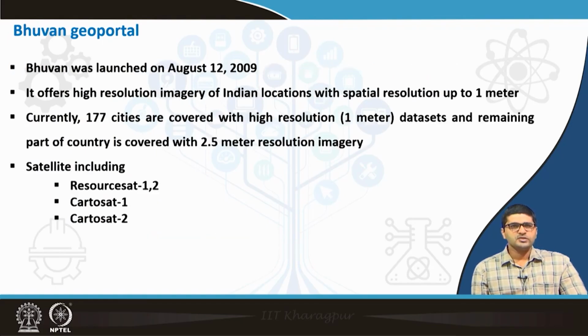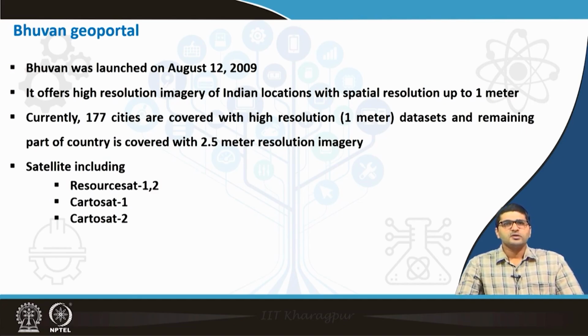So Bhuvan was launched in the year 2009. It offers high resolution spatial imagery for Indian locations with a spatial resolution up to 1 meter. Currently 177 cities are covered with high resolution data sets, and the remaining part of the country is covered with 2.5 meter resolution. The satellites include ResourceSat 1 and 2, Cartosat 1 and 2, and thematic products of these satellites are hosted in Bhuvan geoportal.